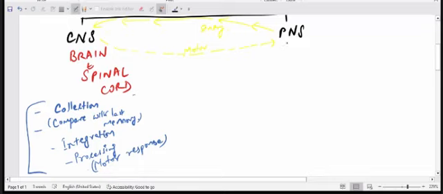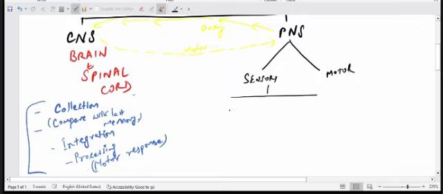Okay, PNS, let us divide it in two parts. Peripheral nervous system. See how wonderful the division we are going to make. We'll make it sensory, we'll make it motor. Cool? Everyone is clear? Well, sensory, sometime back somebody was saying, now it will come in another 5 to 10 minutes.